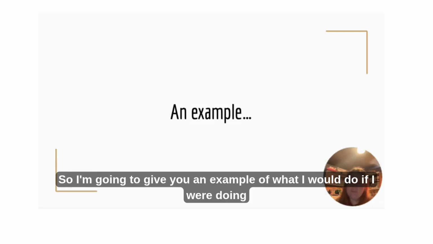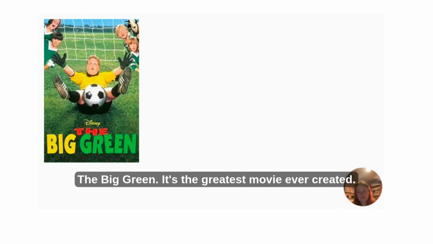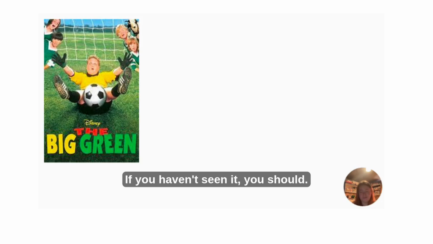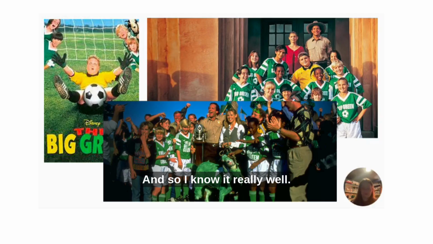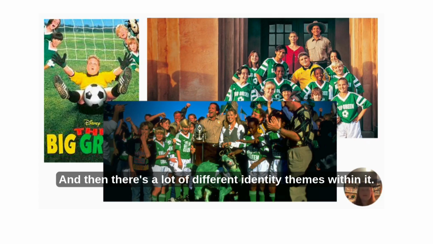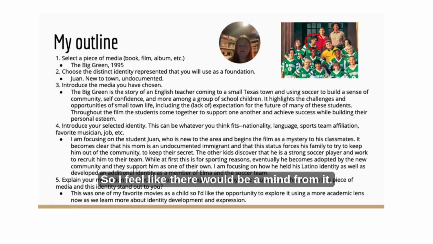So I'm going to give you an example of what I would do if I were doing this assignment. The Big Green. It's the greatest movie ever created. If you haven't seen it, you should. So it was a really big piece of my childhood, and so I know it really well. I watched it probably weekly, if not more, for most of the latter half of the 90s. So I know this really, really well. So that's part of why I would choose it. And then there's a lot of different identity themes within it, so I feel like there would be a lot for me to mine from it.